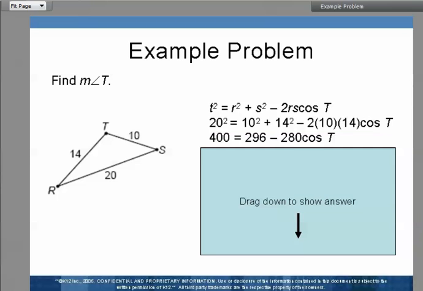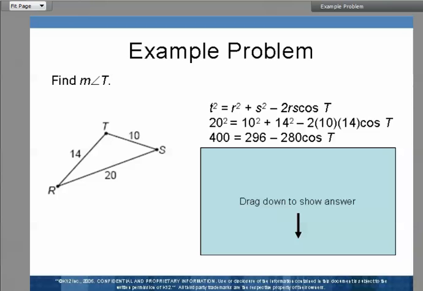So let's do some solving here. 20 squared is 400, 10 squared is 100, 14 squared is 196. Add those together, I get 296. 400 equals 296 minus 280 cosine t. Well, that's 2 times 14, that's 28, times 10 is 280 cosine t. That seemed pretty easy to do.